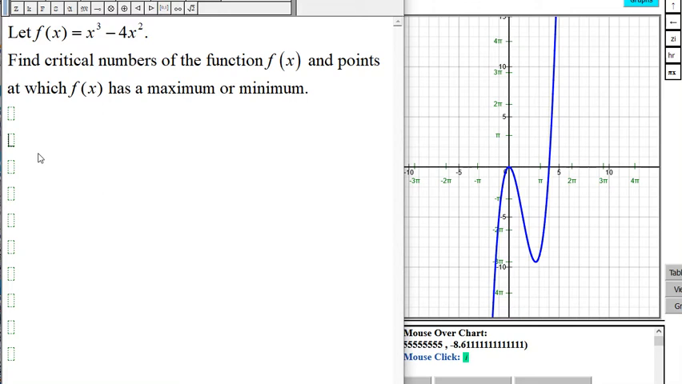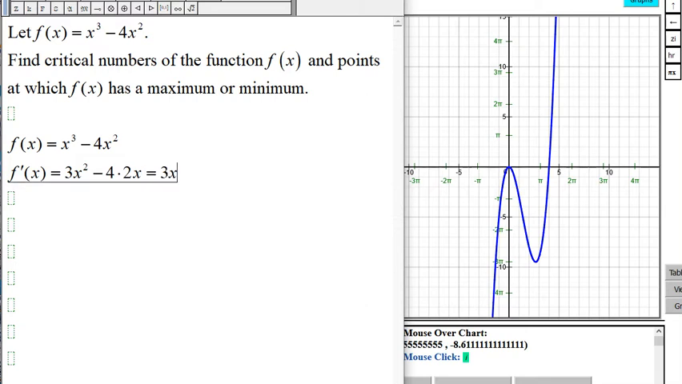And so first find the derivative, and then set the derivative equal to 0. The derivative of x to the third is 3x to the second, and then this is 4 times the derivative of x squared, which is 2x. And so we get 3x squared minus 8x.